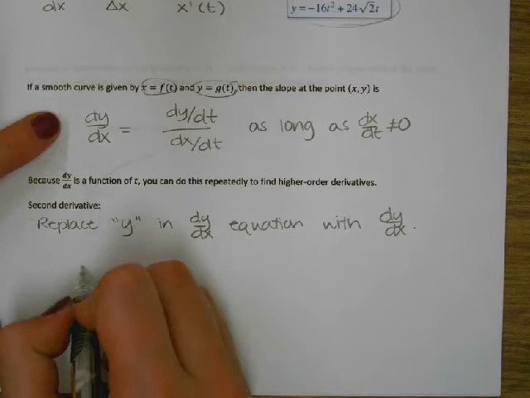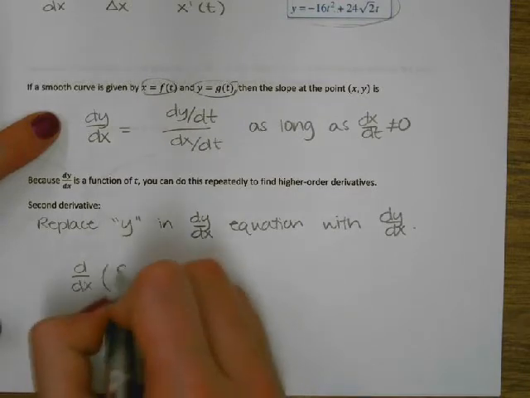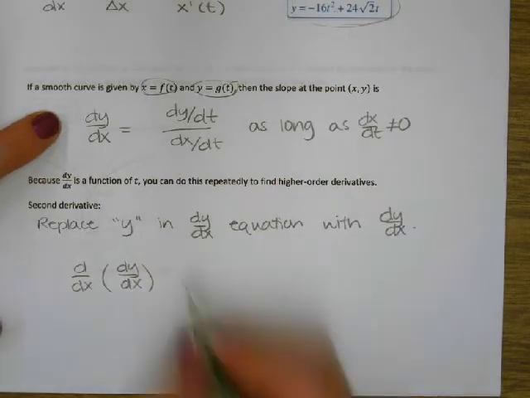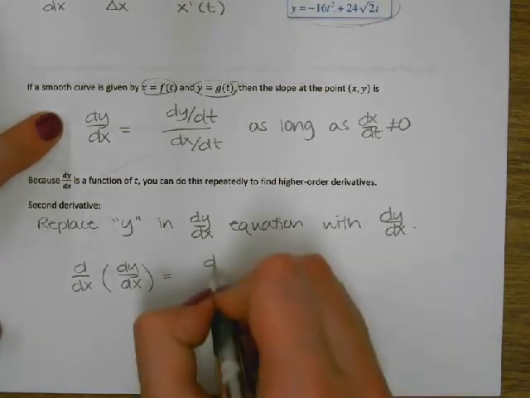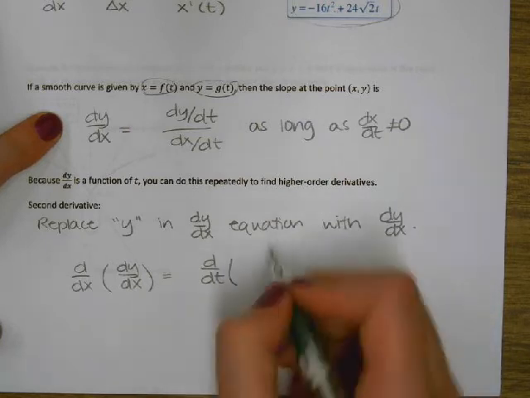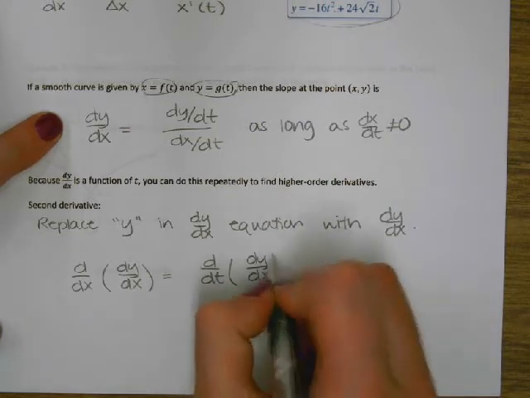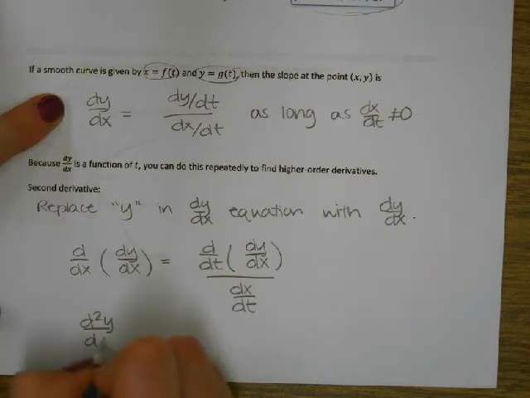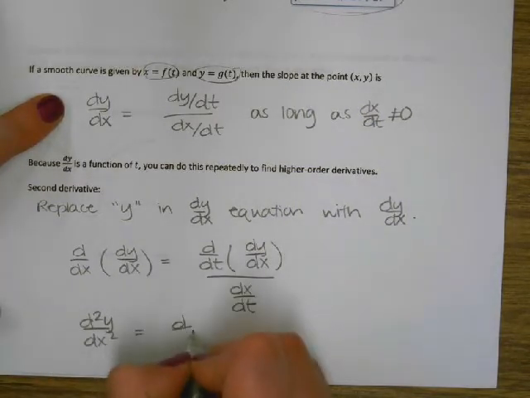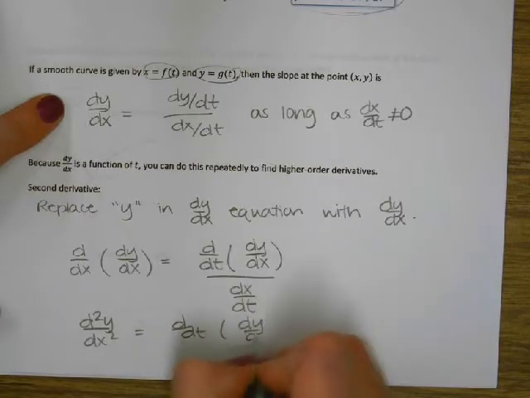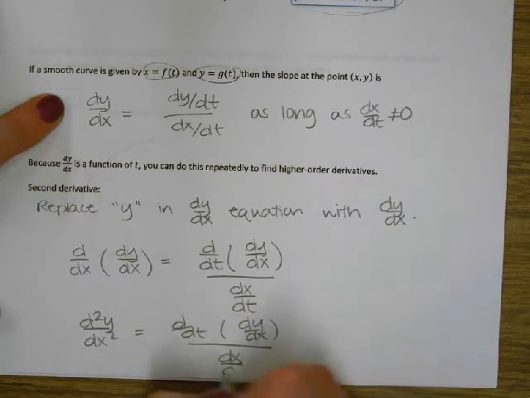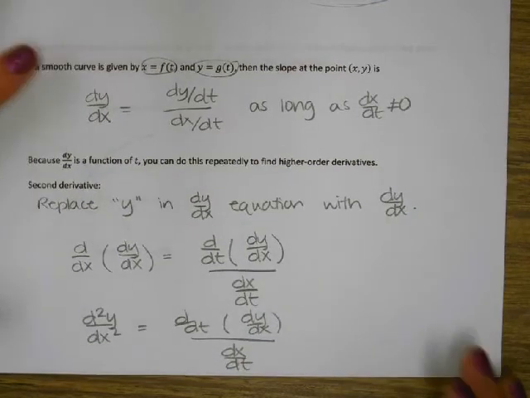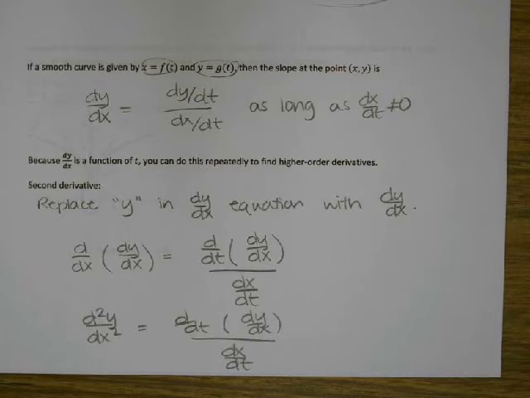Then if we want to take the derivative of dy/dx, that will give us our second derivative. That's going to be the derivative in terms of t of dy/dx divided by dx/dt. And so that tells us our second derivative is this stuff. Again, that's kind of like our formula, so if you want to put a box around it or star it so that you can go back and refer to it, that would be good.